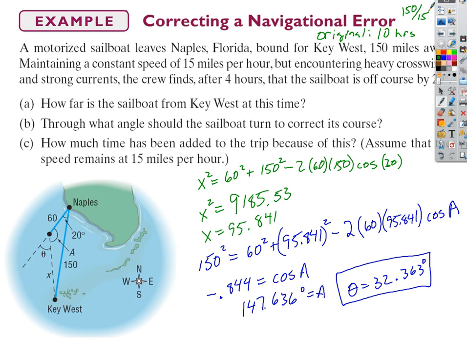Now let's add up how many total miles I have. I went 60 originally, and I'm now going to go another 95.841. So 60 plus 95.841 adds up to 155.84. So I'm going 5.84 miles more. I take the 5.84 and divide it by my 15 miles per hour to find out how many hours it takes me, and I find it's 0.389 hours.